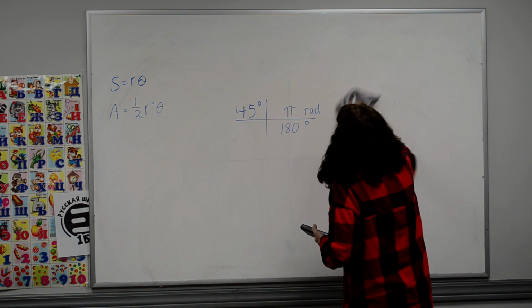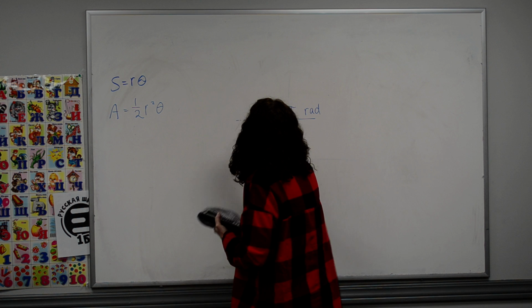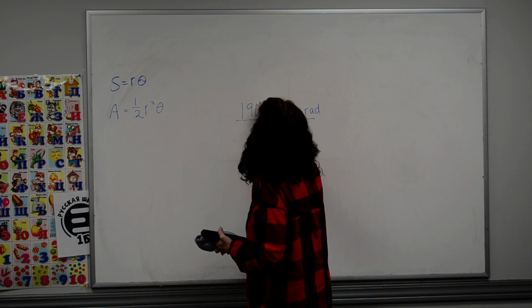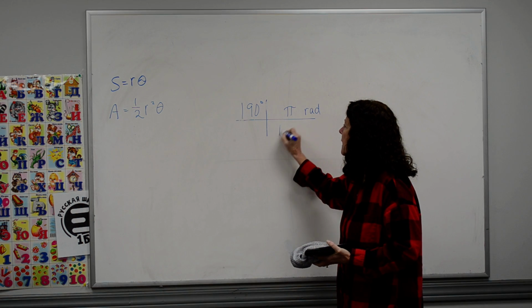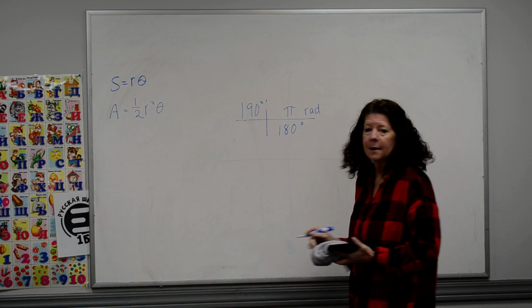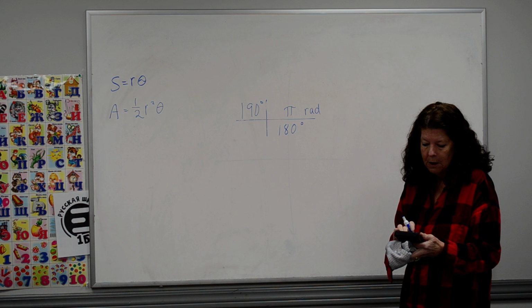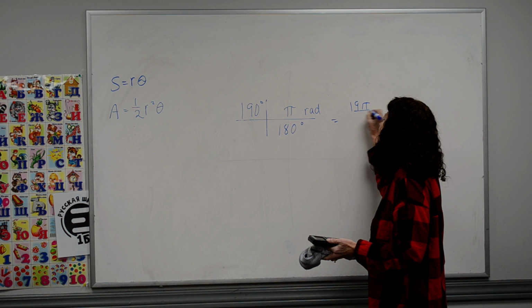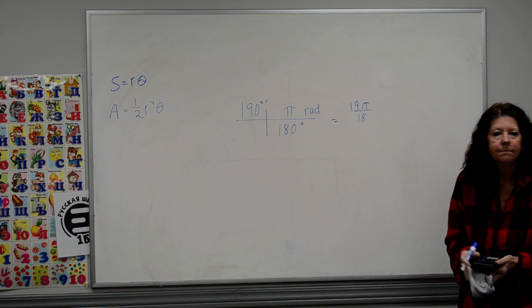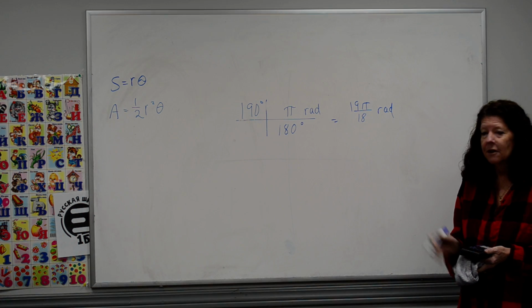So if I gave you 190 degrees to figure out how many radians it would be, again, I've got 180 degrees on the bottom. I'm going to take the 190, divide it by 180, get a decimal value, convert it back, and it converts to 19 pi over 18 radians. Okay? You see the conversion between the two?